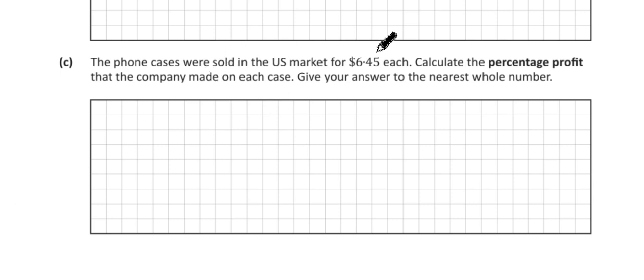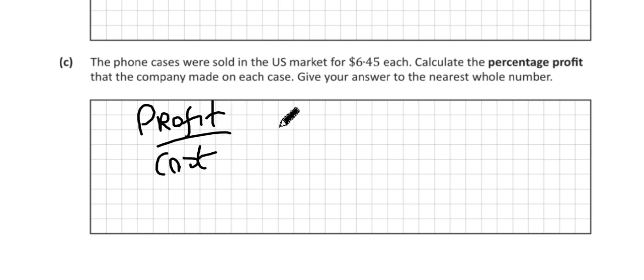Alright. Now, part C. Phone cases were sold in the US market for $6.45 each. Calculate the percentage profit that the company makes. So, profit divided by cost multiplied by 100. Are we cool with that? Okay.